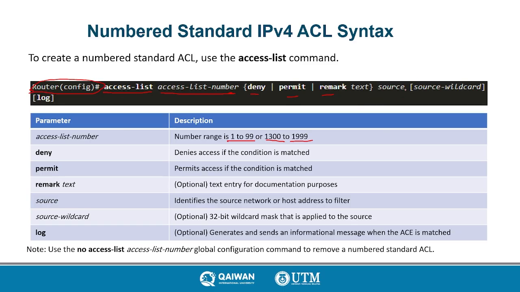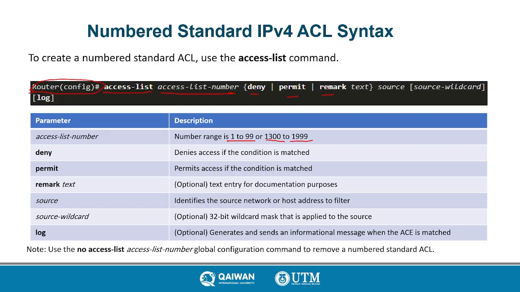Then we have source, and in the parentheses we have source wildcard. What do I mean by this? The source identifies the source network or host address to filter. As long as you are inside the router, you will need some address, and it will be a source address to filter. For instance, what IP address to filter? Then the source wildcard mask, we will talk about this also.